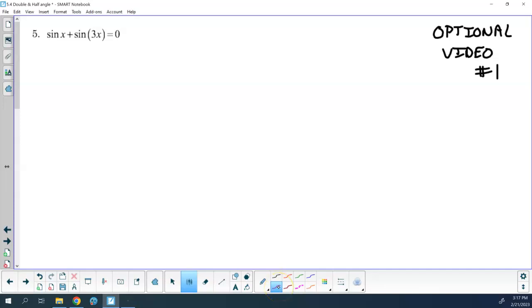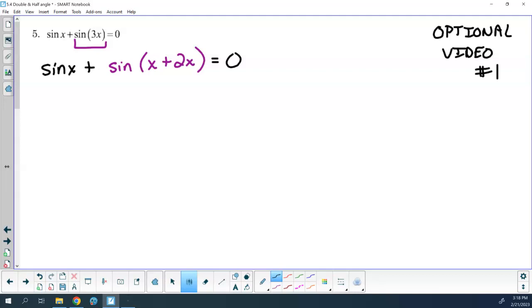So the first thing that you're going to do is you're going to look at this sine of 3x, and you're going to change that around using the sum and difference formulas that we had from the first part of class on Tuesday. So sine of 3x is really sine of x plus 2x. And that's still going to be equal to 0. Then we can apply those identities.